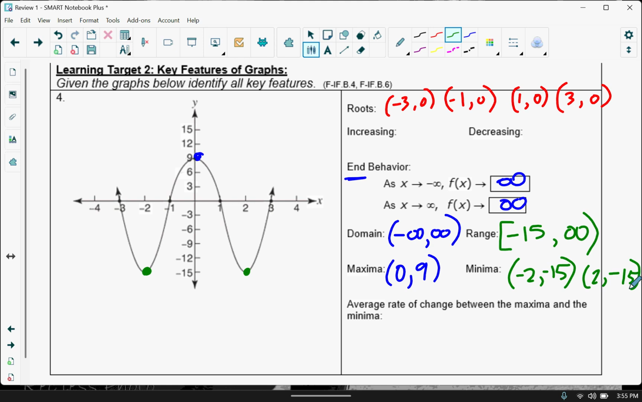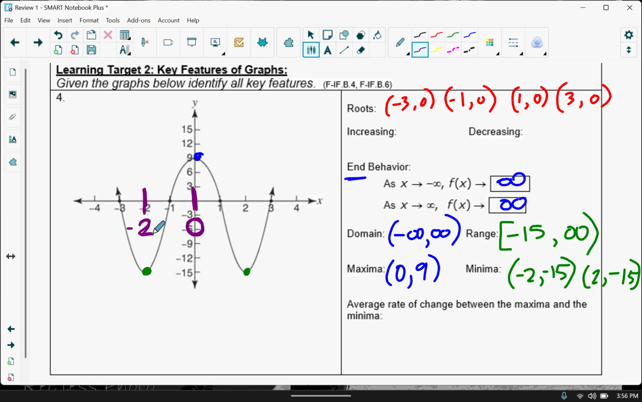Okay. Now I want to go back to increasing and decreasing because you base your increasing and decreasing answers off of the maximums and minimums. So since we had a maximum at (0, 9), I'm going to go down to the x-axis and put a big fat 0 right there. Since I had a minimum at -2, I'm going to go mark -2 on the x-axis. I'm going to put a big fat -2 right there.